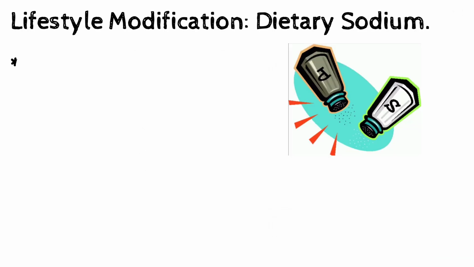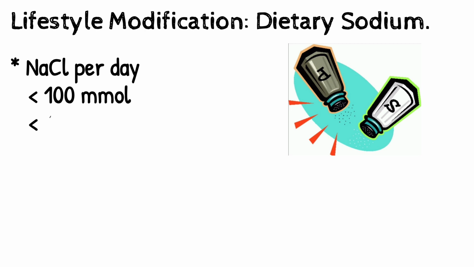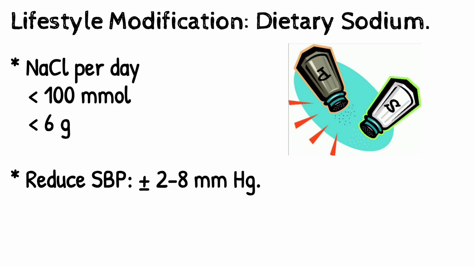Salt, and more salt. Dietary sodium that a person consumes a day should be less than 100 millimoles or less than 6 grams, which is less than 1 teaspoon. Controlling dietary sodium reduces systolic blood pressure by approximately 2 to 8 millimeters mercury.